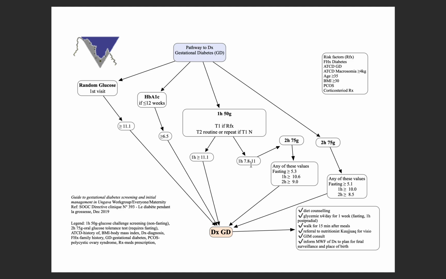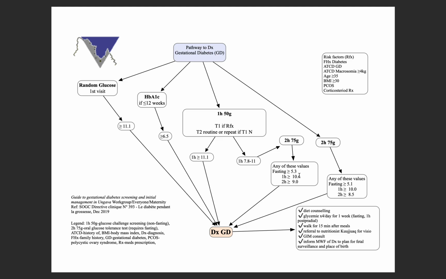so we caught her in the screening test of the 50 gram, then we go on to a 2-hour 75-gram test. And she's given more generous values. So a fasting of over 5.3. So in the 2-hour test, we have her come in fasting, so nothing after midnight the night before. She comes in. We draw a capillary blood test because we want to make sure we're not giving her the sugary drink and her sugar is already really high. So we just need to know what she is in that moment.